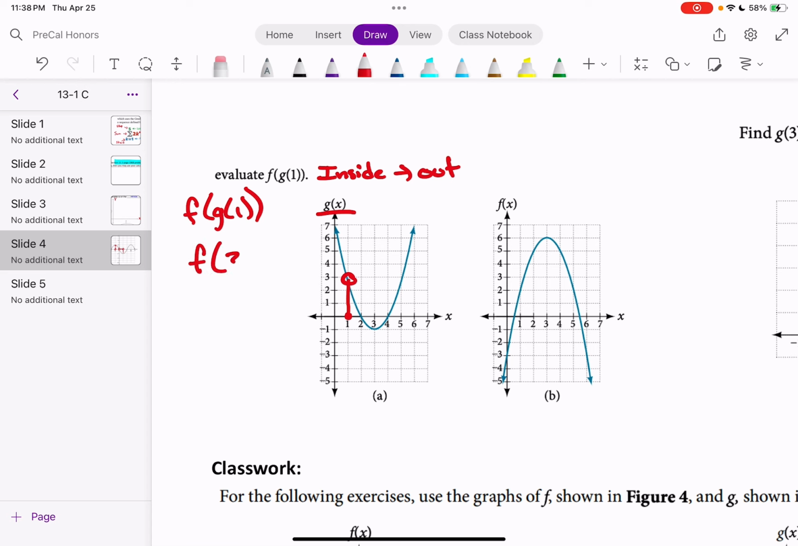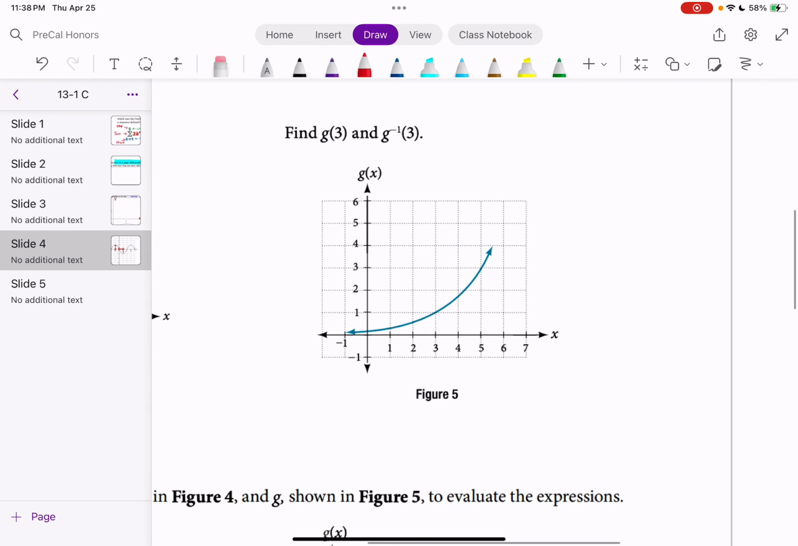So f of 3. Now notice this is taking me to another graph, our f of x graph, and we're going to look for 3. When we have 3, that's going to give us a total of 6. So our final answer here would be 6. This is one of the easiest ways for you to take a look to be sure that every single one of your steps is accurate and you're not skipping over anything. Let's take a look at our next problem.